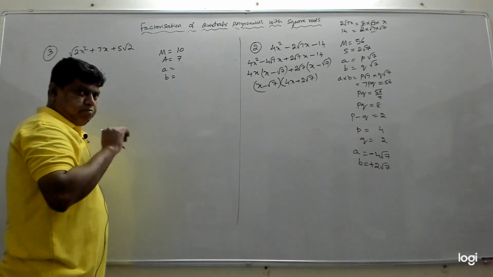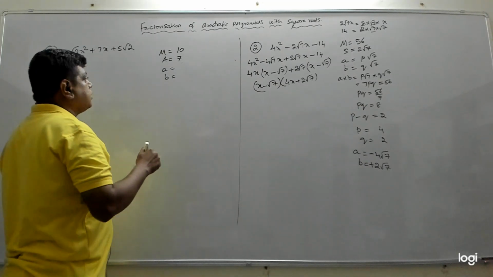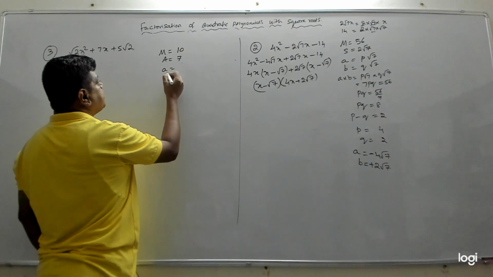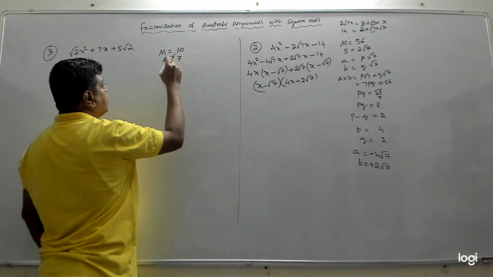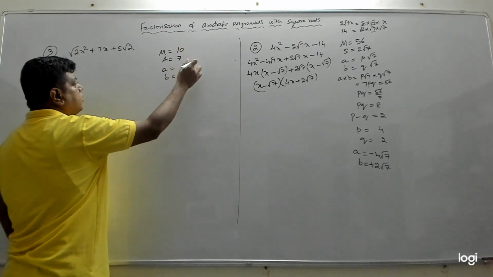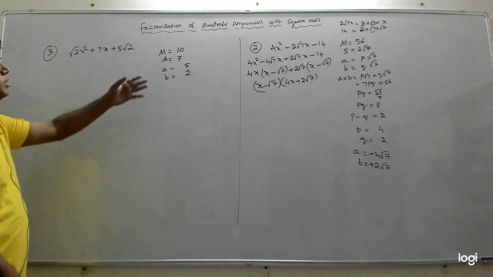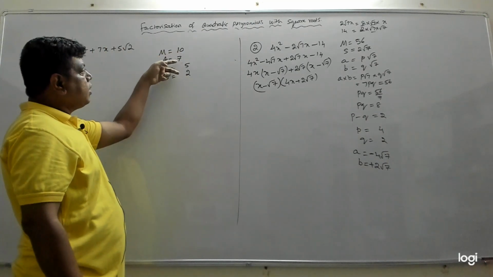A and B will not have any square root of any number. They will be just whole numbers or integers. So I have to find two numbers A and B such that when I multiply I should get 10, and when I add the same two numbers I should get 7, meaning 5 and 2. 5 twos are 10, and 5 plus 2 is 7. The numbers are 5 and 2, because 5 times 2 is 10 and 5 plus 2 is 7.